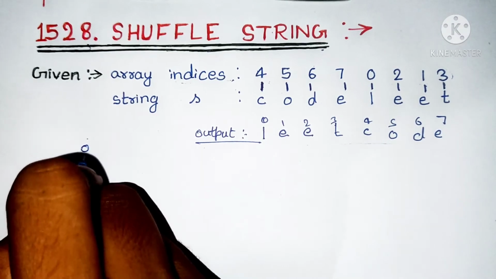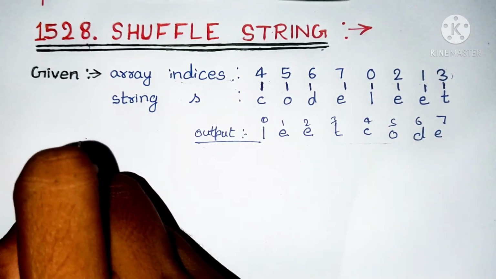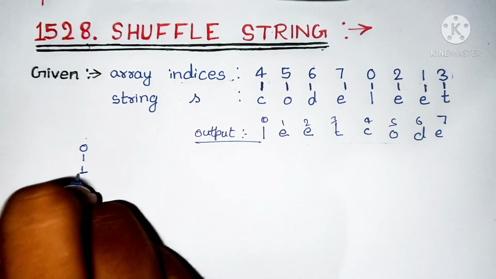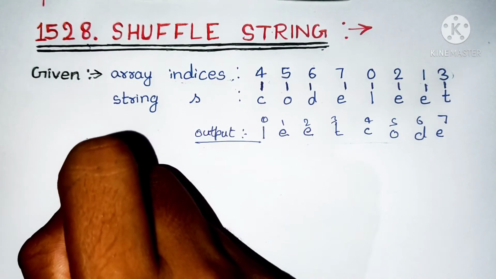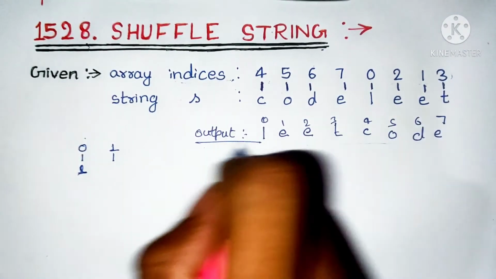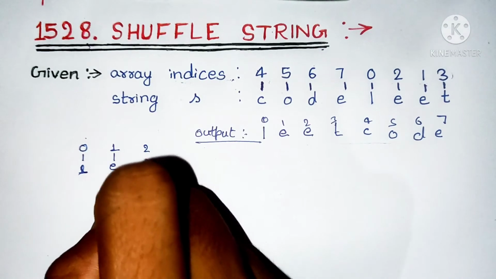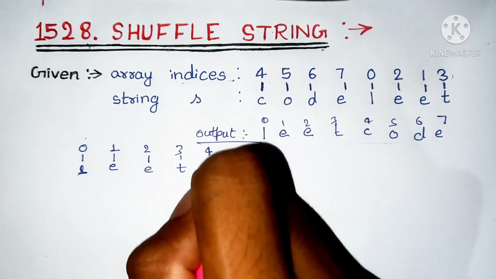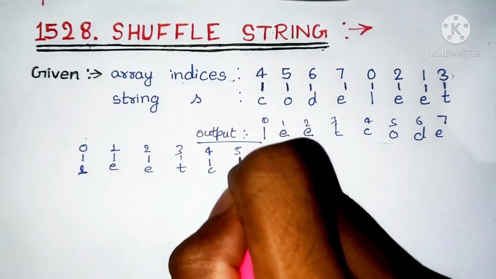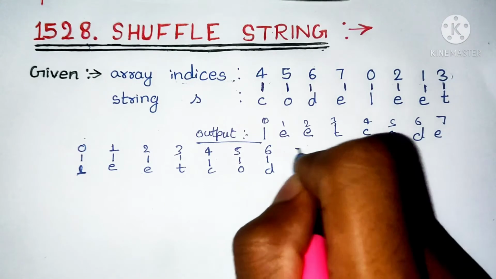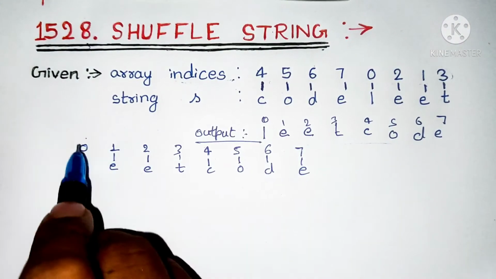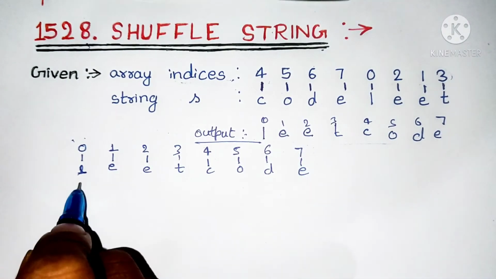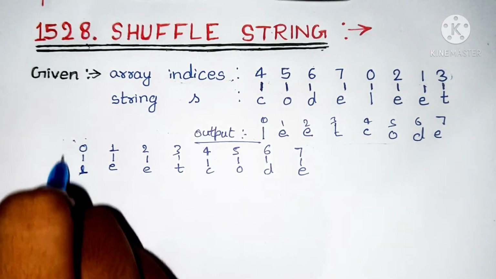Then what will happen? This particular pair will come at the beginning because 0 is the smallest. Then 1 will come, and the element corresponding to 1 is E. Then 2, the element is E. Then 3 will come, the element is T. Then 4, the element is C. Then 5. So this will happen. After sorting, this will be our result, and then we can easily iterate through this.